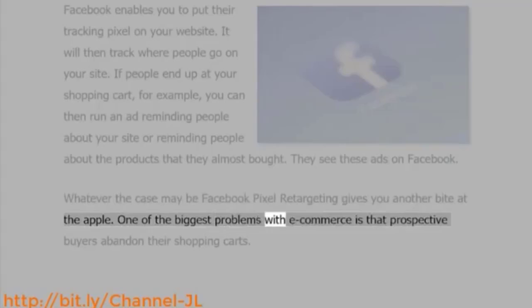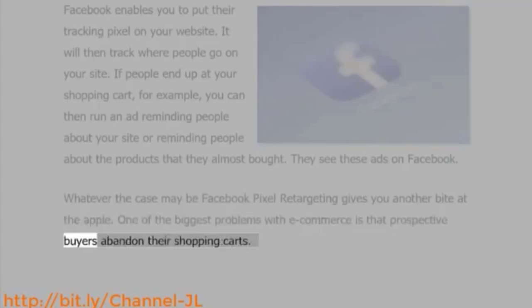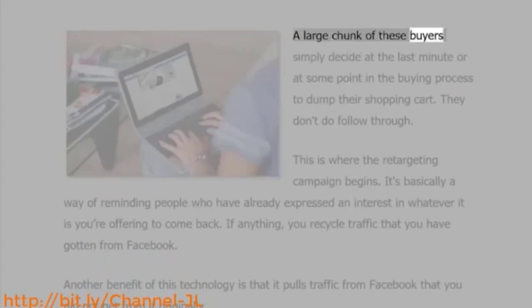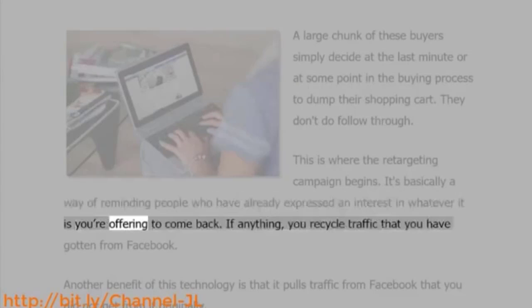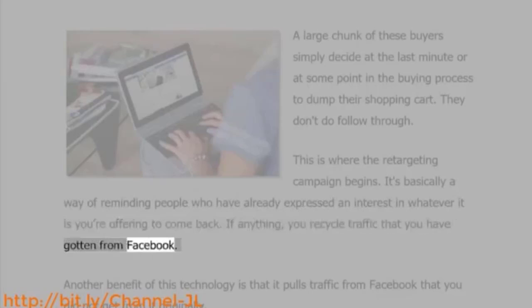One of the biggest problems with e-commerce is that prospective buyers abandon their shopping carts. A large chunk of these buyers simply decide at the last minute, or at some point in the buying process, to dump their shopping cart. They don't do follow-through. This is where the retargeting campaign begins. It's basically a way of reminding people who have already expressed an interest in whatever it is you're offering to come back. If anything, you recycle traffic that you have gotten from Facebook.